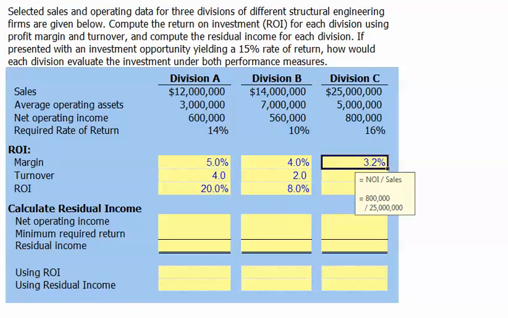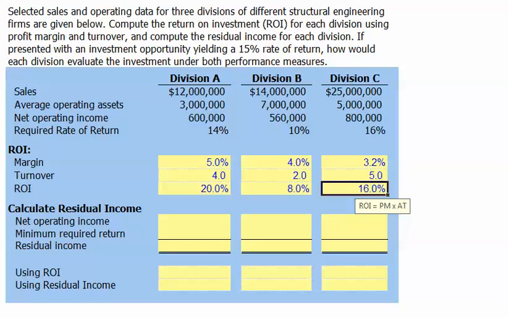Division C has a margin of 3.2%, which is found by dividing its $800,000 in net operating income by $25 million in sales. Its asset turnover is 5, which is found by dividing $25 million in sales by $5 million in average operating assets. And when we multiply our profit margin by our asset turnover, we get an ROI of 16%. Let's go ahead now and calculate the residual income for each division.